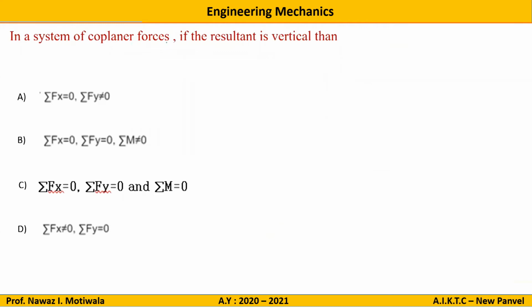Next question. In a system of coplanar forces, if the resultant is vertical, we have already seen this in the LMR. If the resultant is vertical, we will write summation of Fy is equal to R and summation of Fx is equal to 0. So here we can write summation of Fx is equal to 0 and summation of Fy is not equal to 0. Option A. Or this will be equal to R.